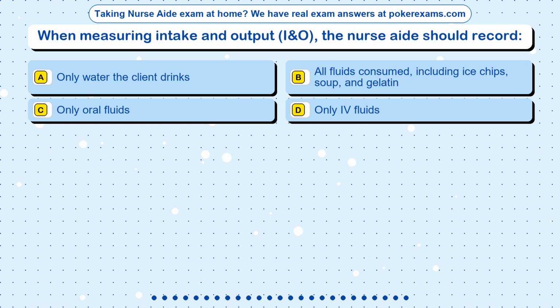Question 1. When measuring intake and output, I&O, the nurse aide should record: Option A. Only water the client drinks. Option B. All fluids consumed, including ice chips, soup, and gelatin. Option C. Only oral fluids. Option D. Only IV fluids.